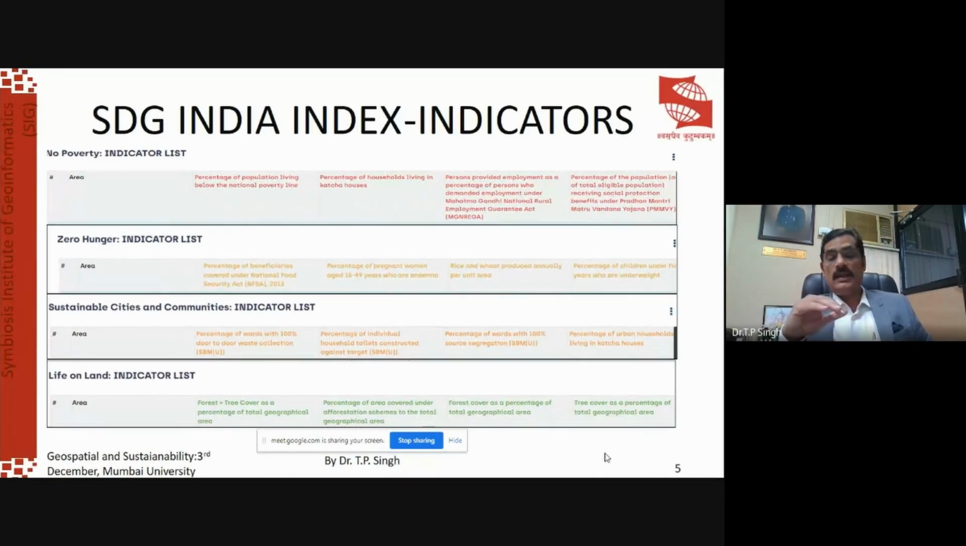Life on land and its indicators: the maximum indicators say the forest cover or forest cover percentage, tree cover as a percentage of total geographical area, forest tree cover, that we can very easily identify through geospatial technology. I'm going to tell you more about what geospatial technology is and what applications are there, which can do this to fulfill these indicators.